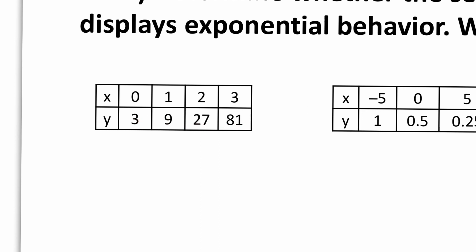Exponential behavior is when you are multiplying to get to the next y value. So this 3, I have to check if I have to multiply by a number to get to the next one. So if I multiply 3 times 3, that's going to be 9. And if I multiply 9 times 3, that's going to be 27. And if I multiply 27 times 3, that's going to be 81. So since you are multiplying the y values by 3 and it's the same every time, then we say, yes, this is an exponential behavior.